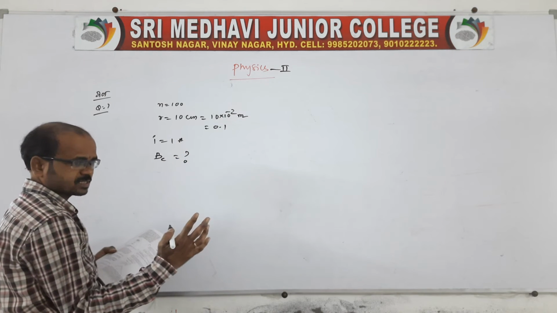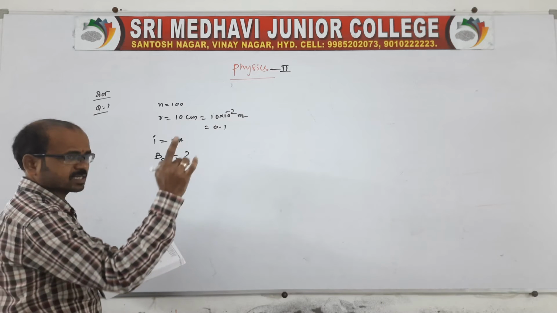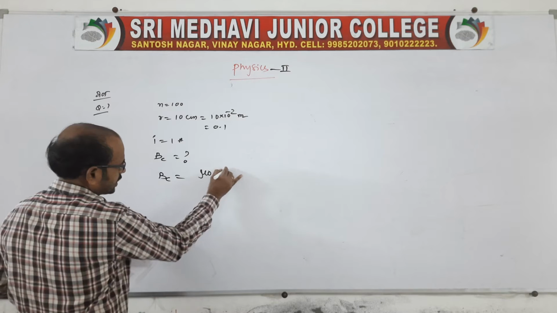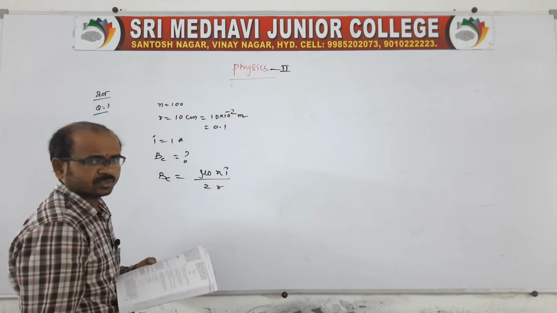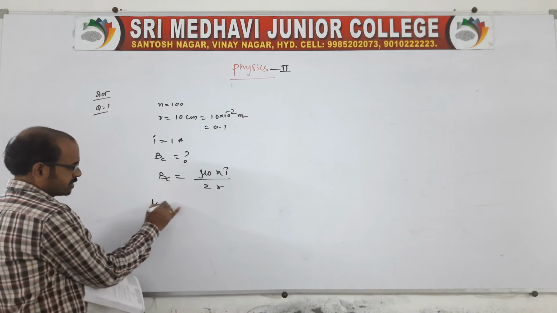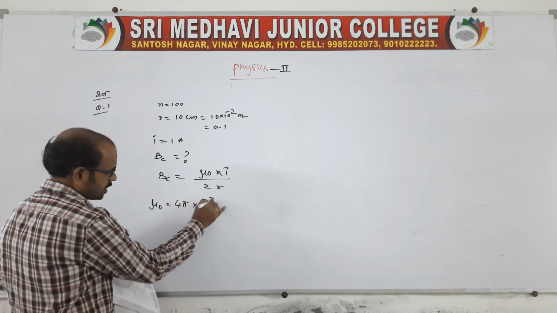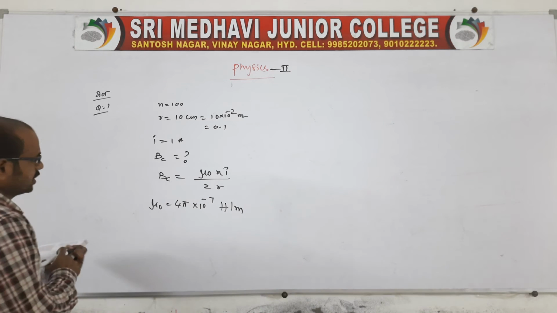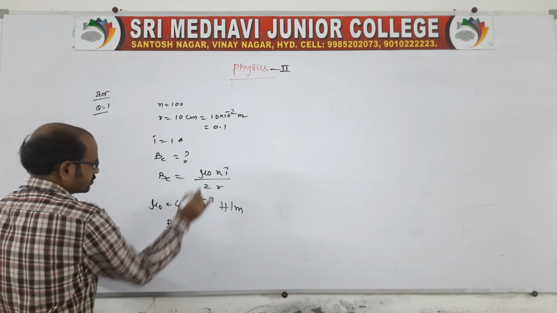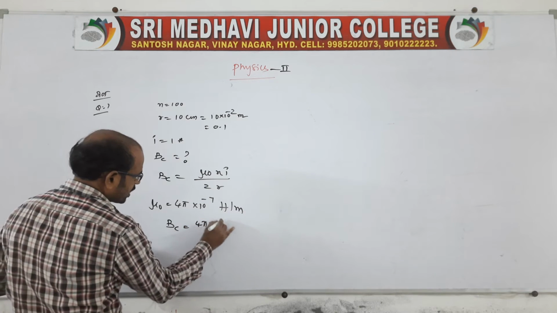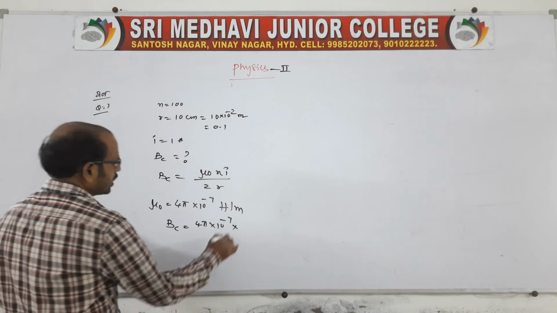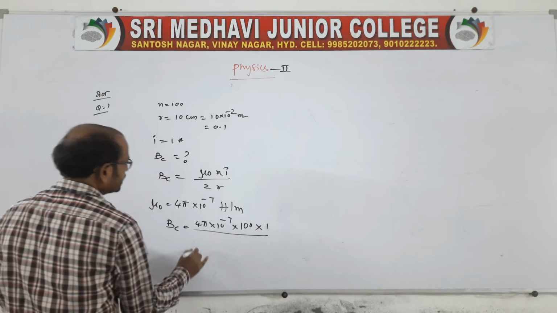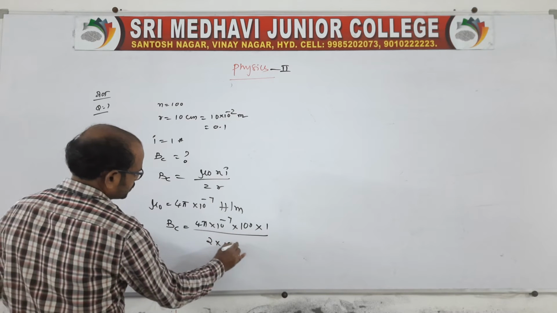So we have two relations. At the center is one, and one more is at an axial point. B at the center is mu naught N I by 2R. Very simple. So we should remember the mu naught value, that is 4 pi into 10 power minus 7 Henry per meter. This is the fixed value, and we should remember, right? Now you write B at the center equals 4 pi into 10 power minus 7, N will be 100 turns, and I is 1 ampere, by 2 into 10 into 10 power minus 2.